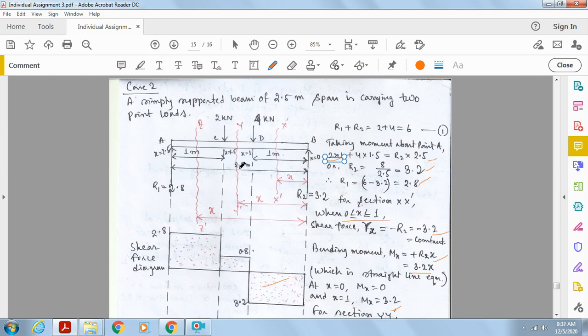Within these 4 dotted lines, in each and every segment I will consider a section. Within B and D one section, within D and C one section, within C and A another section, and each section will lie at a distance x from the right hand side of the beam. With respect to the section we will focus only on the right hand side part, where the forces are acting.